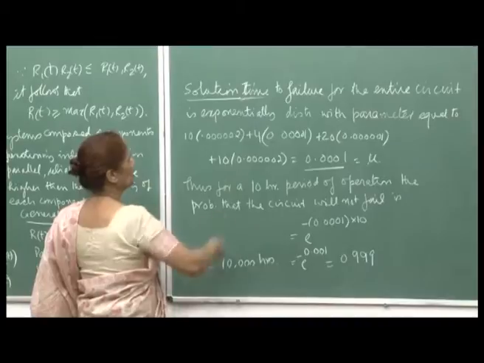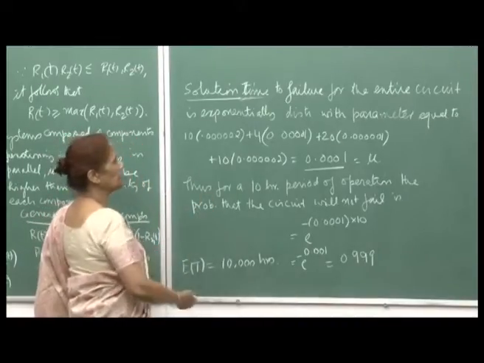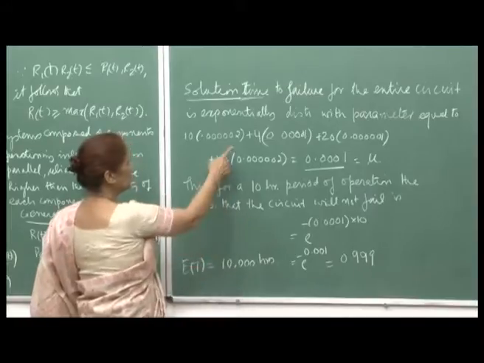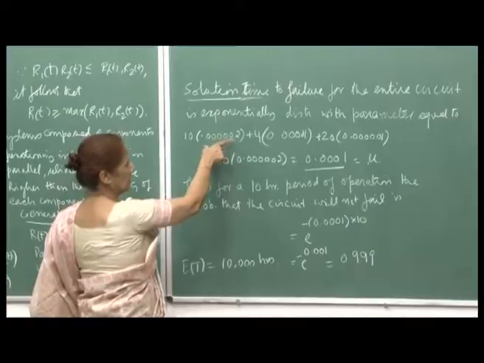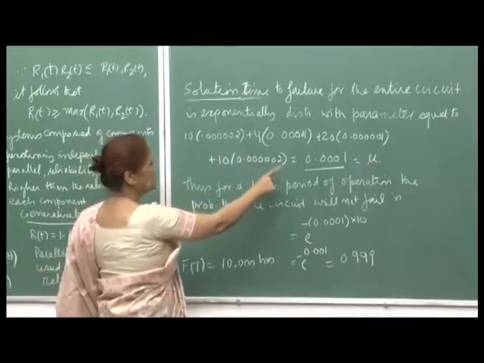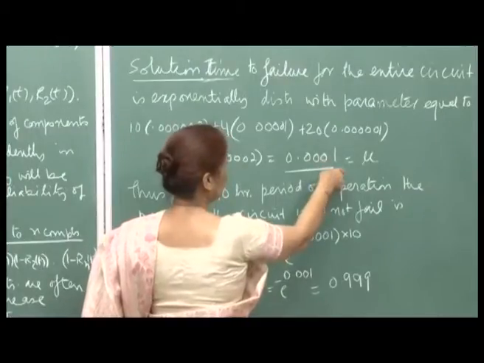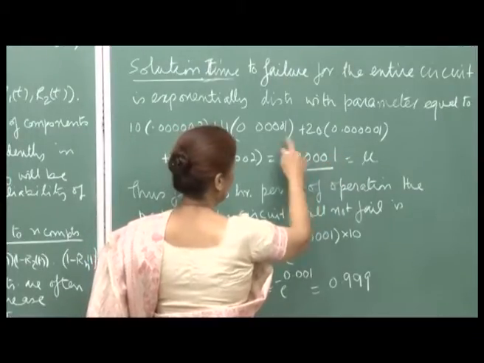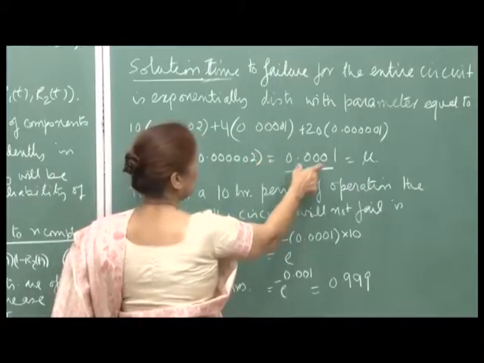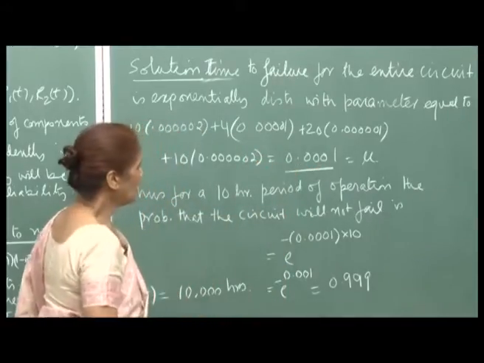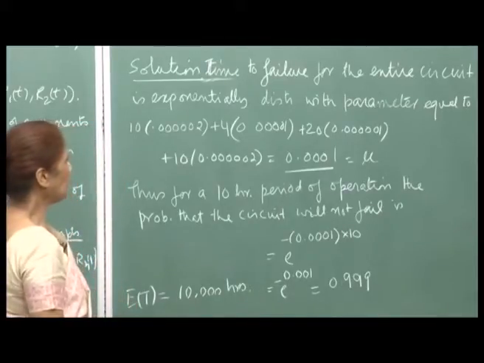So, the time to failure for the entire circuit is exponentially distributed, and the parameter will be equal to 10 times, see the numbers are given to you. So, this adds up to 0.001. Earlier in the computation I had written 4 zeros, but actually when you do the multiplication and addition, it will come out to be 0.001. So, that is your mu.